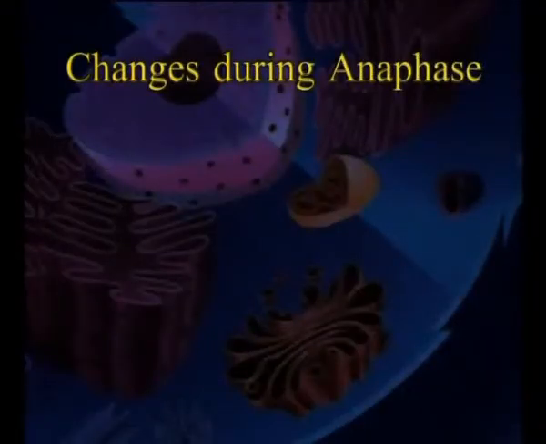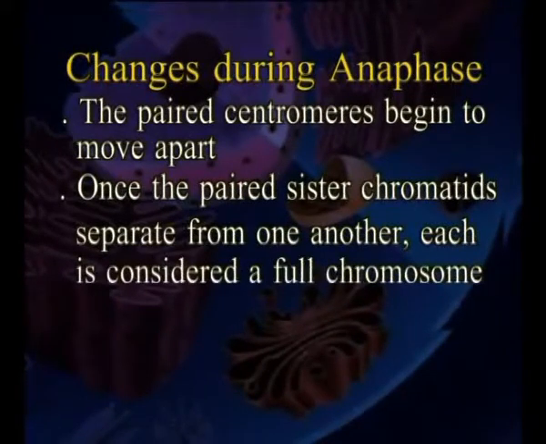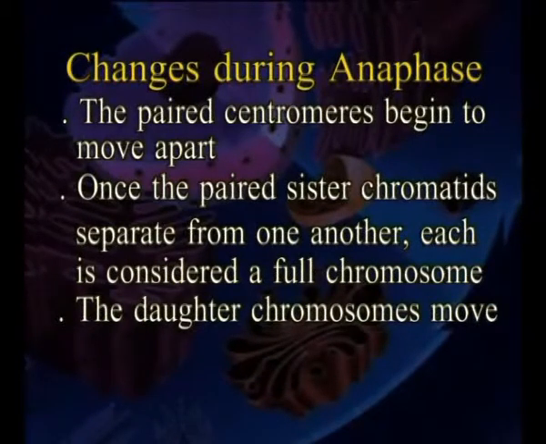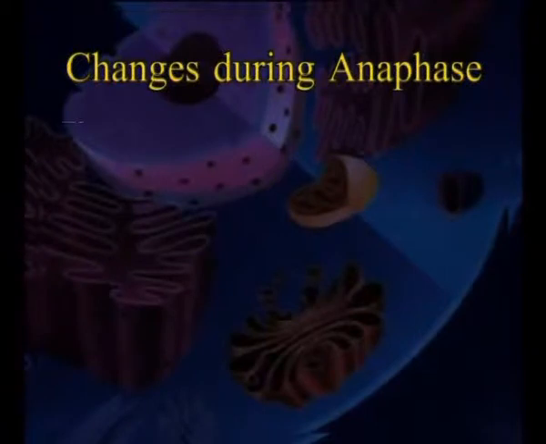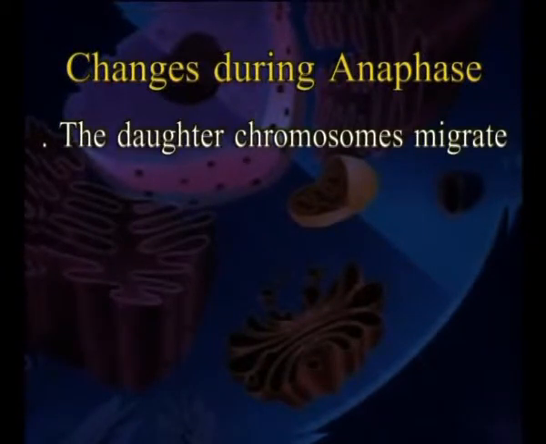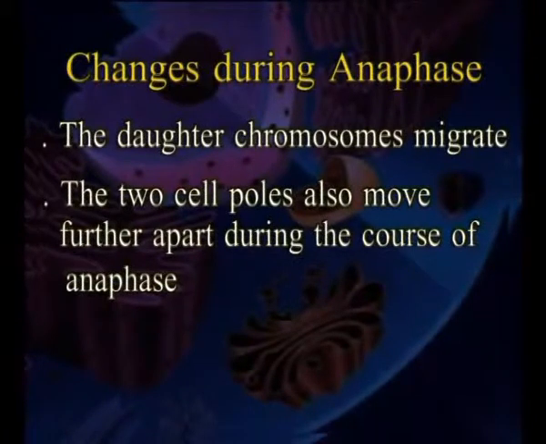Now, some changes that occur in a cell during anaphase are: number one, the paired centromeres in each distinct chromosome begin to move apart. Next, the paired sister chromatids separate from one another. Each is considered a full chromosome. They are referred to as daughter chromosomes. Next, through the spindle apparatus, the daughter chromosomes move to the poles at opposite ends of the cell. Next, the daughter chromosomes migrate centromere first and the kinetochore becomes shorter. In preparation for telophase, the two cell poles also move further apart during the course of anaphase. At the end of anaphase, each pole contains a complete compilation of chromosomes.